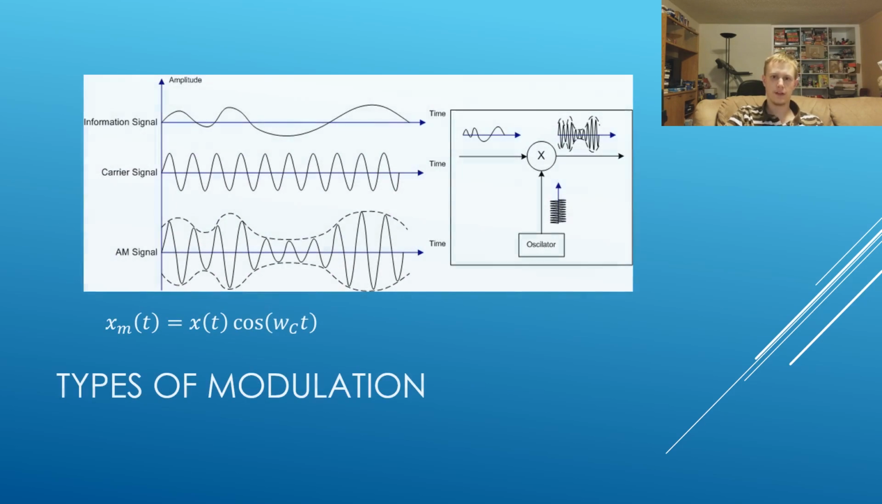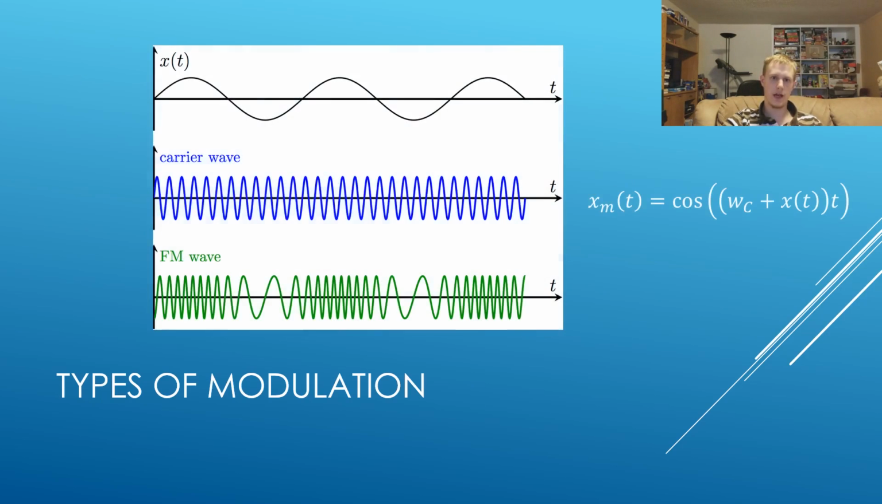Now let's briefly look at the different types of modulation used for transmitting signals. There are two main types of modulation: amplitude modulation and frequency modulation. Amplitude modulation, or AM, multiplies the carrier signal with the input signal, getting the result shown in the graph. Frequency modulation, or FM, shifts the frequency of the carrier signal using the input signal. Amplitude modulation is the type used in our block diagram.